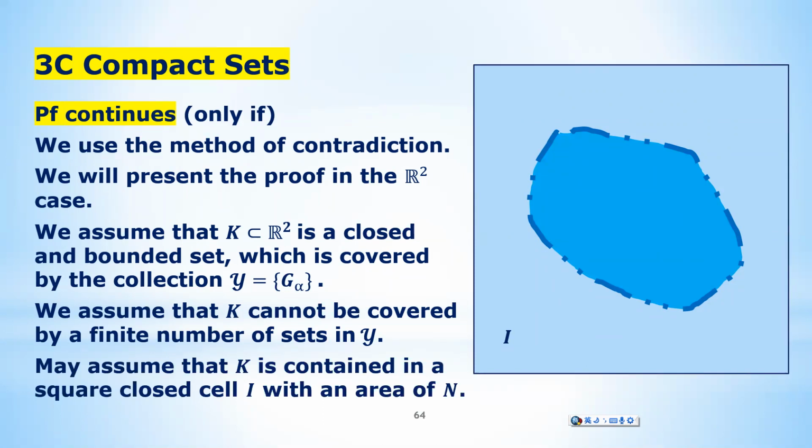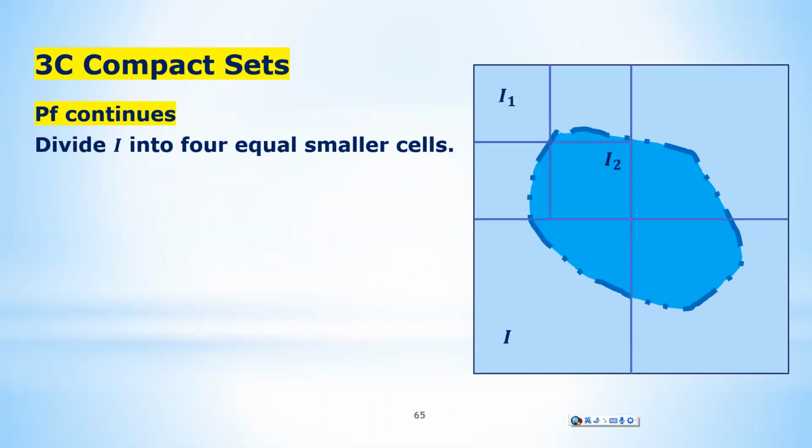Because now we have two assumptions, so it is bounded and closed, okay? Now, since it is bounded, obviously I can assume that K is contained in a closed square cell I with area N. As the picture shows, I have a bounded set contained in I. It's a big square, okay? And then do the same trick.